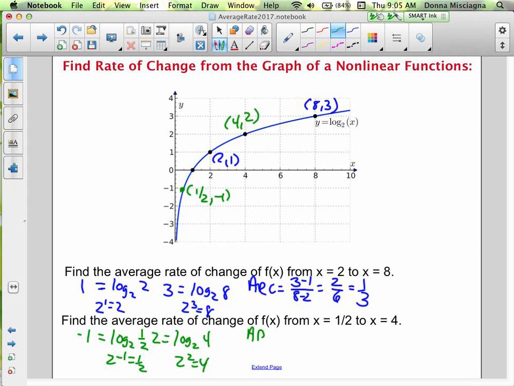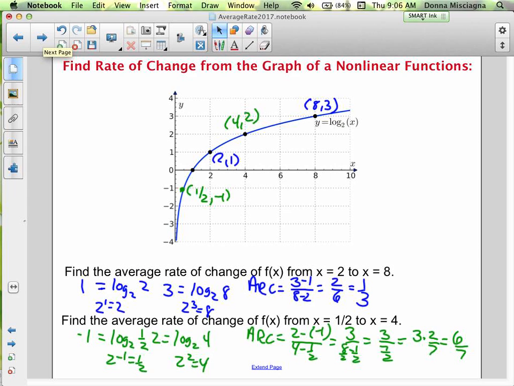Just try to switch the variables. All right, so that's going to be 2 minus a negative 1 divided by 4 minus 1/2. So that's going to be 3 in the numerator. And 4 is the same as 8 halves, so that's 3 divided by 7 halves. But again, don't leave it like that. That's 3 times 2 sevenths, or 6 sevenths. That's our slope. Thank you. Didn't even see I wrote them backwards.